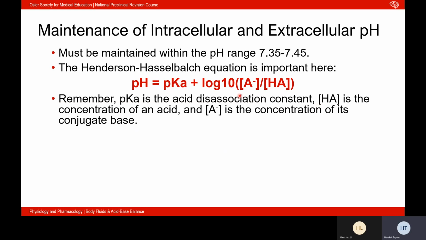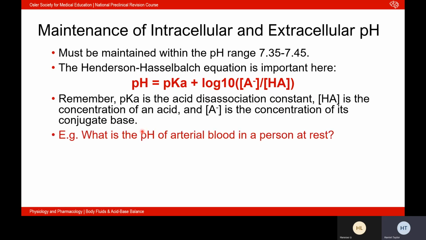So our pKa is our acid dissociation constant. And you won't be expected to know these. You'll usually be given them in a question, so don't worry about that. So the HA is basically the acid that we're concerned about. And the A minus is just the concentration of the conjugate base. So the conjugate base is basically the acid minus the proton in most cases. And we'll talk about when that isn't the case.